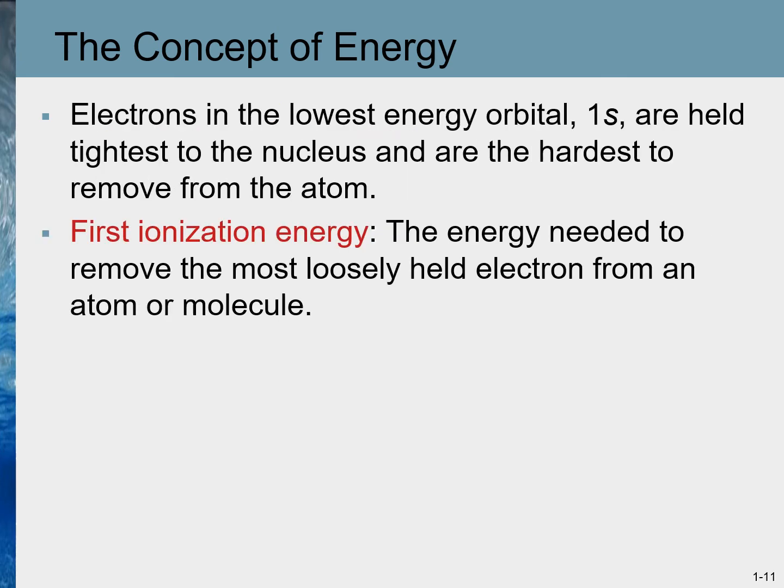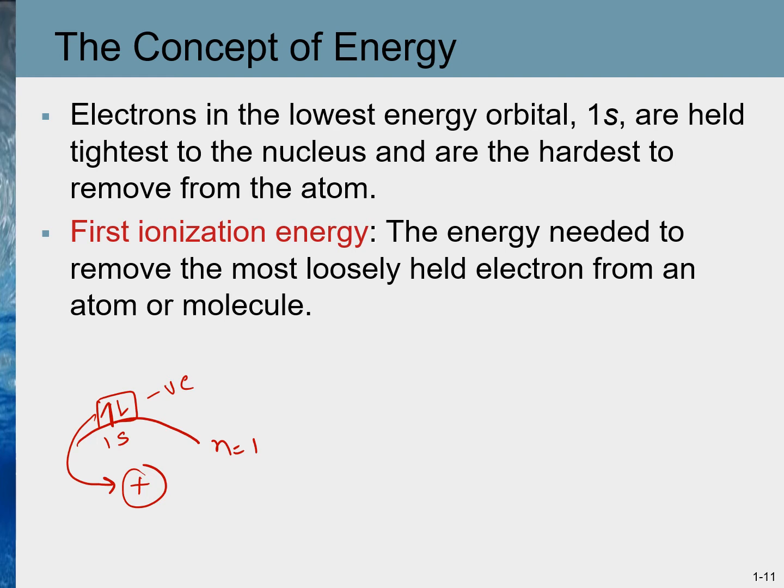It should be noted that the electrons in the lowest energy orbital, that is 1s, are held tightest to the nucleus because they are closest. So the negative and positive, they have the maximum forces acting on them. So therefore these electrons are hardest to remove.